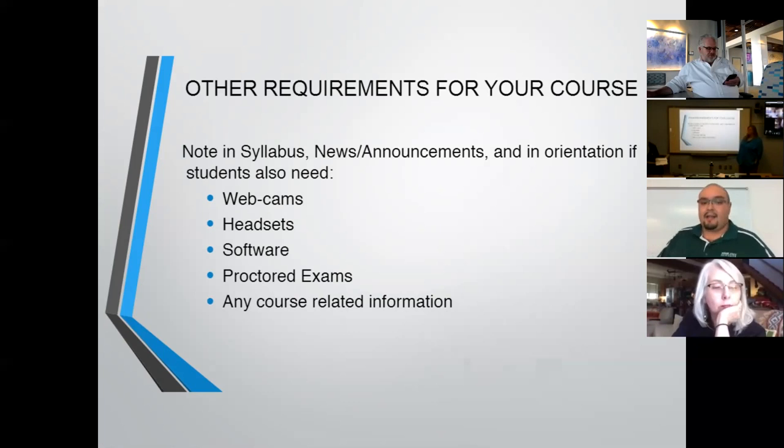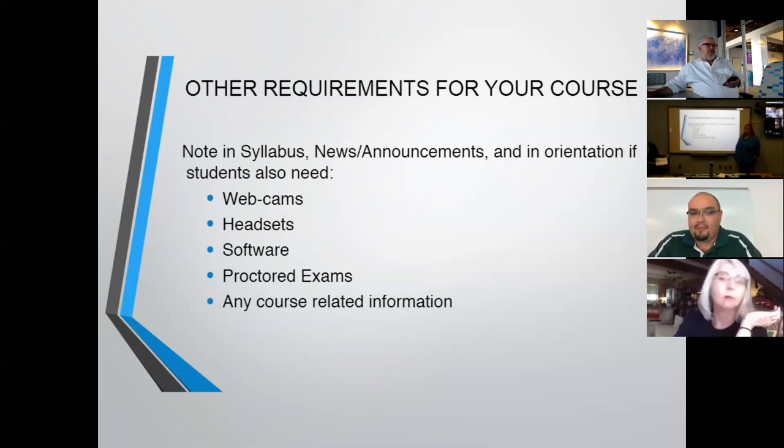As far as the technical requirements, it's also important to let your students know any other technology or course requirements that you need them to have. Examples could be webcams for proctored exams, payments for proctored exams, headsets if you're going to be using Collaborate or Zoom, any special software they're going to need, and any related information for the course, like a course pack or publisher content. It's a good idea to let them know in the course syllabus, in the news or announcements area, or in any orientation that you're using. It's a really good idea to give them that right away.